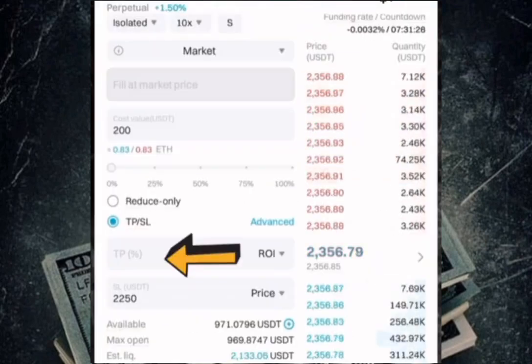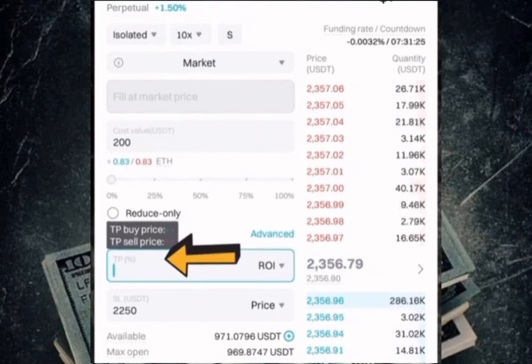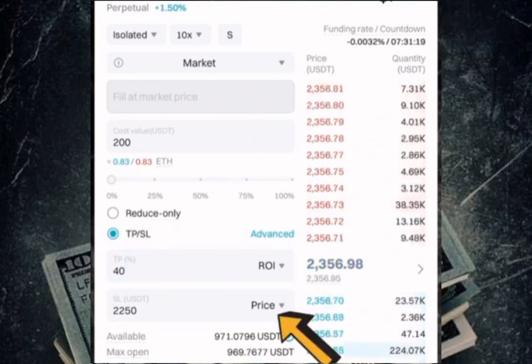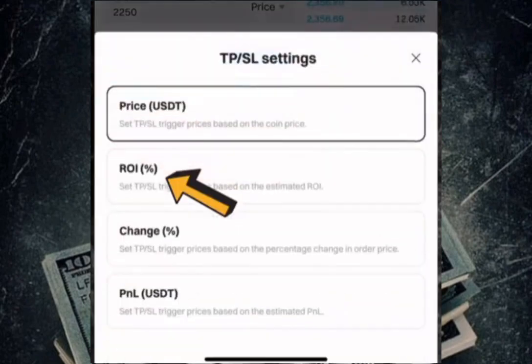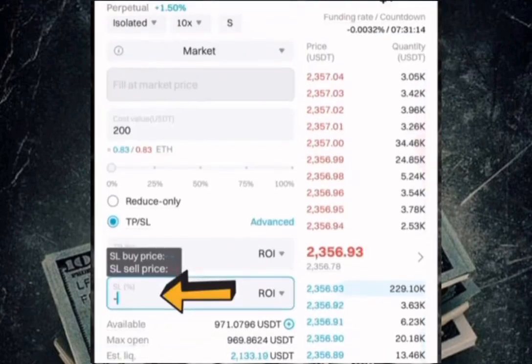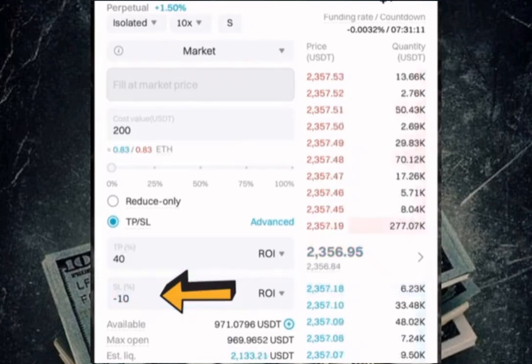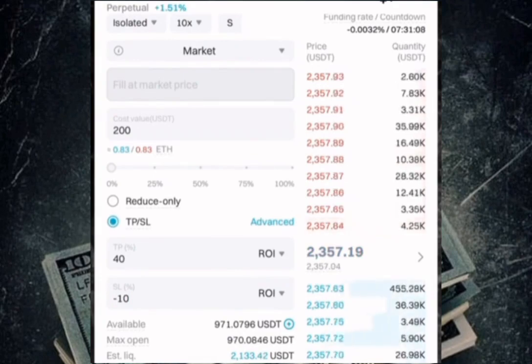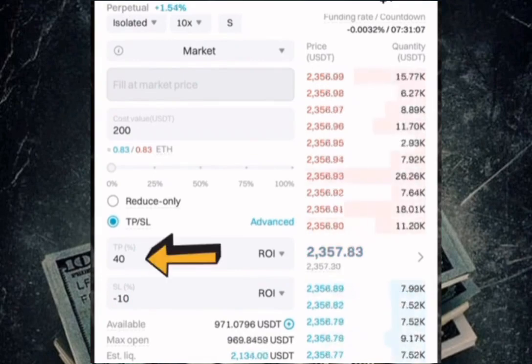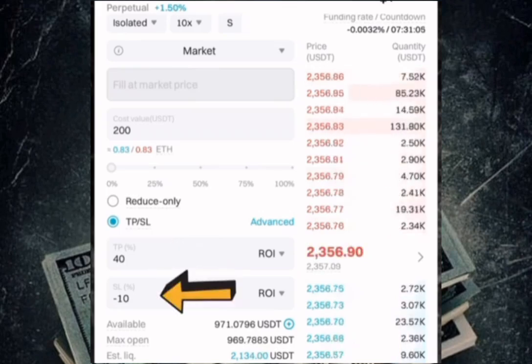And then right here where you have this take profit, you can change it to, let's say you're willing to make 40% profit. Just put 40% right there. And then for this stop loss, change it again to ROI. And then enter it. So let's say you're willing to risk 10%. Just put 10% right there. So you can see if you enter this trade and it hits your take profit, you make 40% profit. If it hits your stop loss, you lose 10% of your money.